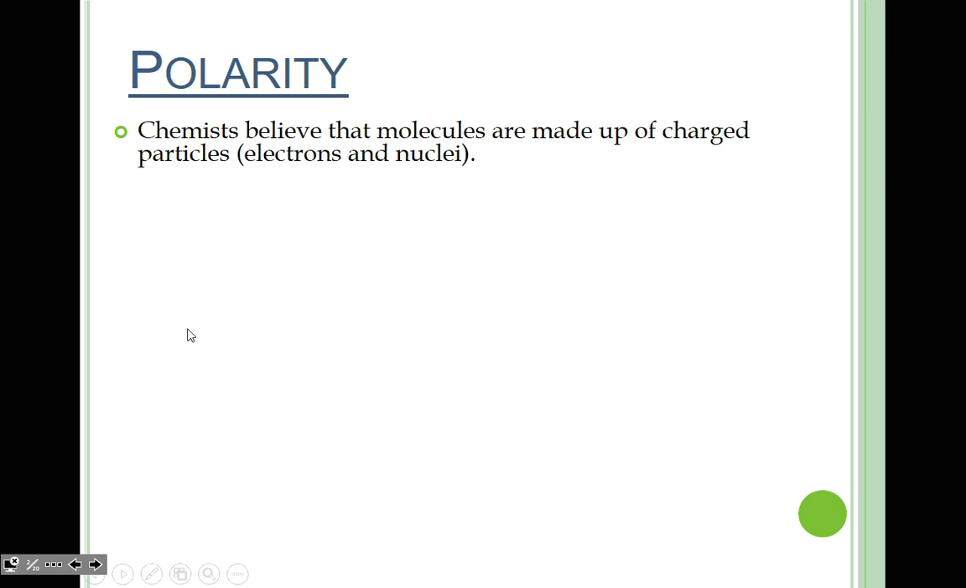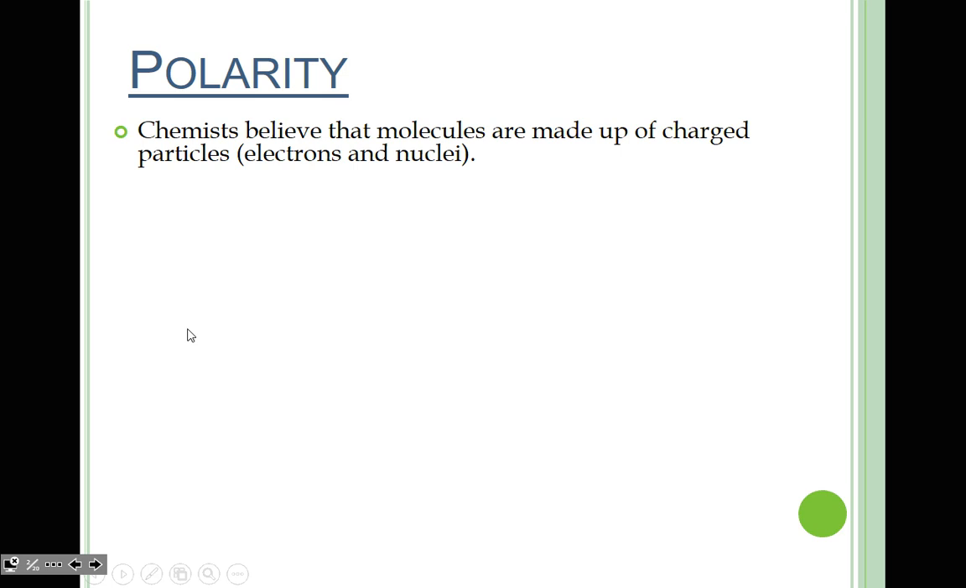Chemists believe that molecules are made up of charged particles, electrons, and the nuclei. So you guys know in the nuclei, there are protons and neutrons. Protons are positive, neutrons are neutral. So essentially, the nucleus is positive. And you have electrons, which are orbiting the nucleus, and they're negative. And typically, the electrons are attracted to the nucleus because it's a negative-positive thing. Negative and positives, opposite charges attract.